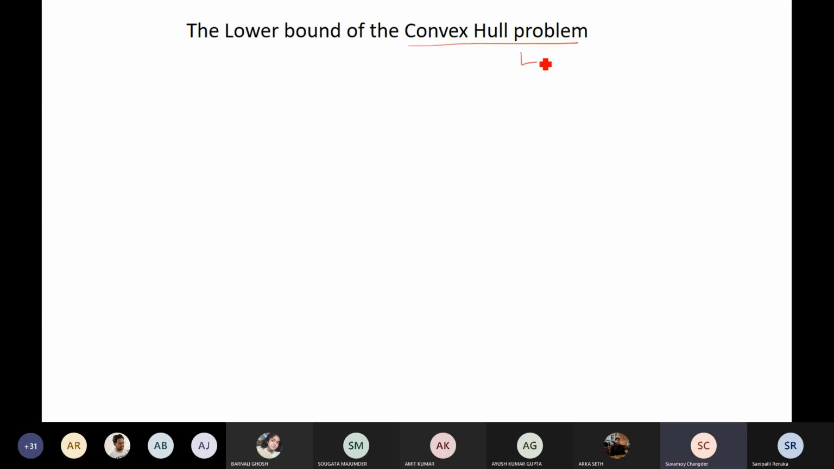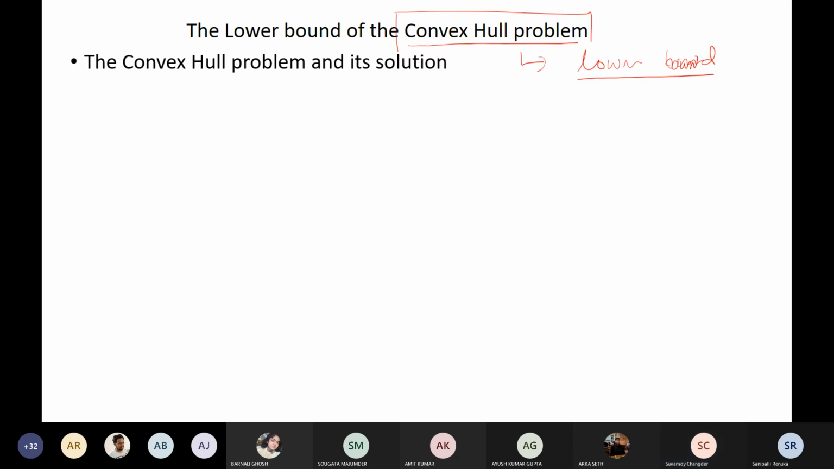But our target is to find the lower bound for the convex hull problem. Our target is not to discuss the convex hull problem and its solution, but since we have to find the lower bound for the convex hull problem, we need some idea of it. That's why I am discussing with a small example. Now, what is a convex hull problem?